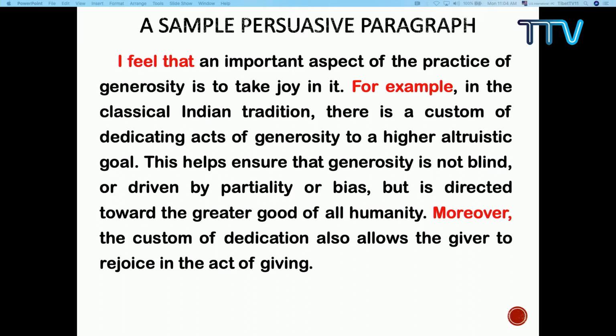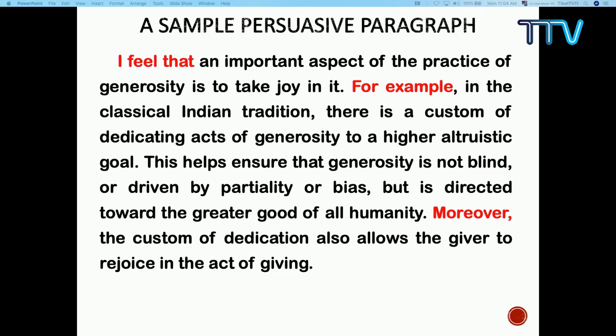So in the classical Indian tradition, he is giving an example, evidence, that there is a custom of dedicating acts of generosity. Whenever you do something good for others, you dedicate that act, you don't take the credit yourself, so you dedicate the act to a higher altruistic goal. I hope you all understand altruistic goal. If you remember, altruism is like taking the other person as more important or precious than yourself. Altruistic goal means the goal is the noun here, and altruistic becomes the adjective.